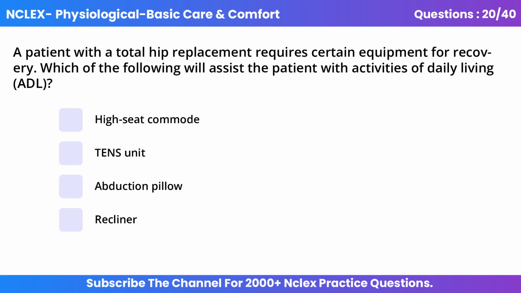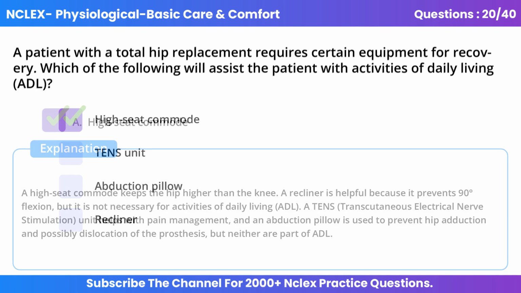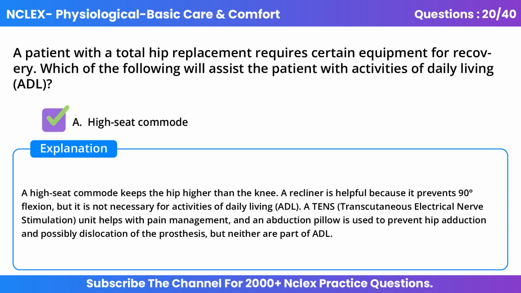Question 20. A patient with a total hip replacement requires certain equipment for recovery. Which of the following will assist the patient with activities of daily living, ADL? A. High-seat commode. A high-seat commode keeps the hip higher than the knee.